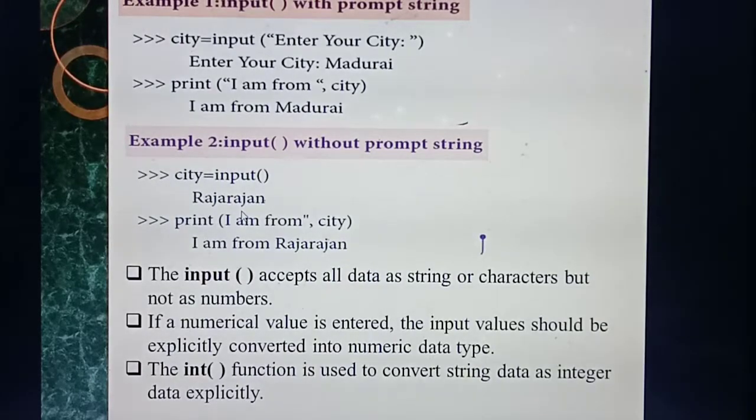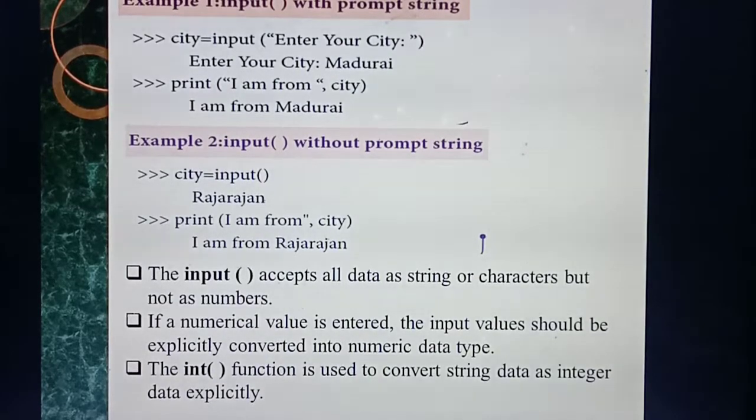Rajarajan. So see the next line, print(), same thing I am giving, I am from city. So what's the value of city now? Inside the input() function I am not giving anything, but in the output screen I have entered the value as Rajarajan. So what will you get as output? I am from which city? Rajarajan. Understood? So here in the input() you are giving a prompt string, but here you are not giving any prompt string. Anyway you will get the output.